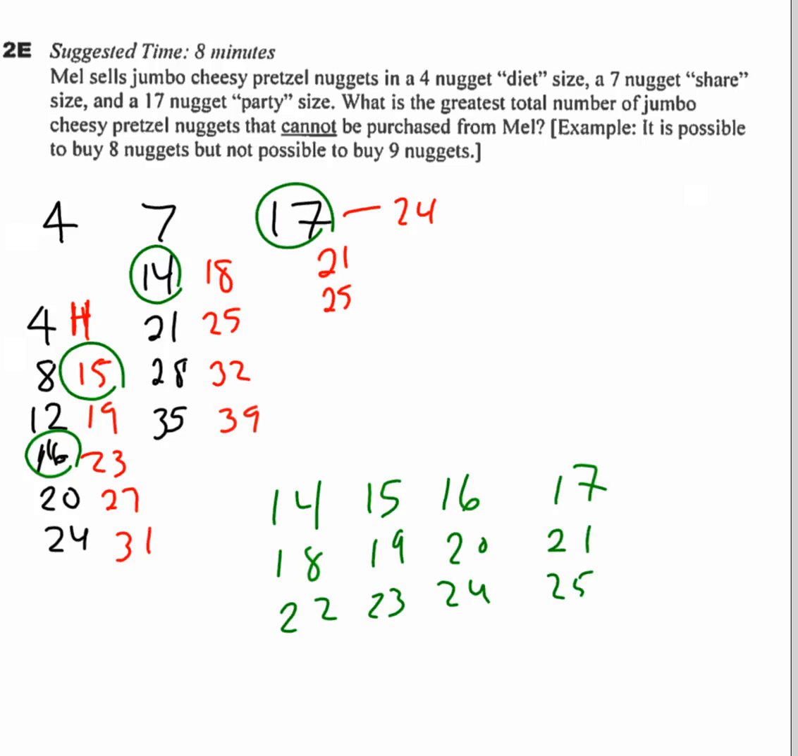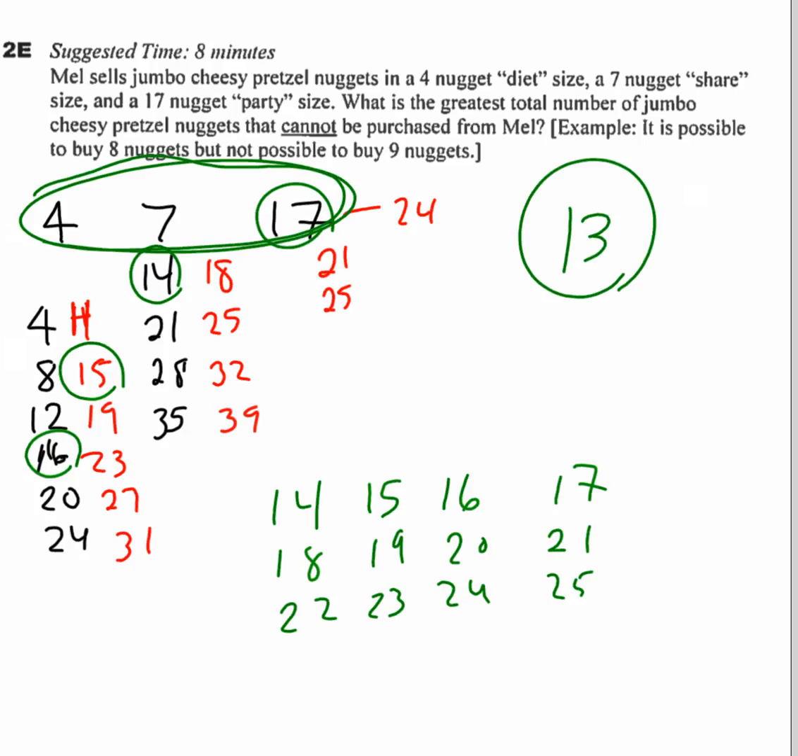So now what we need to look at is what's the biggest one that was not possible. If I look at my list, I can make 11, I can make 12. I don't see a 13. And so when I look at these numbers, there is no way with these 3 numbers that I can make 13. But beyond 13, I can make every single other number that exists. And so the answer to this question is 13.